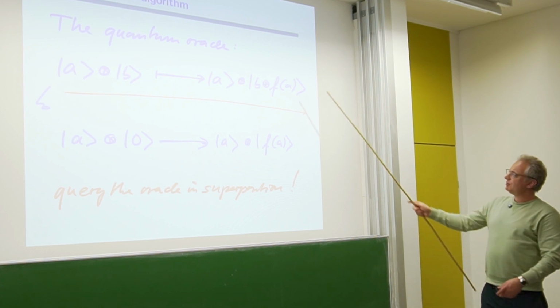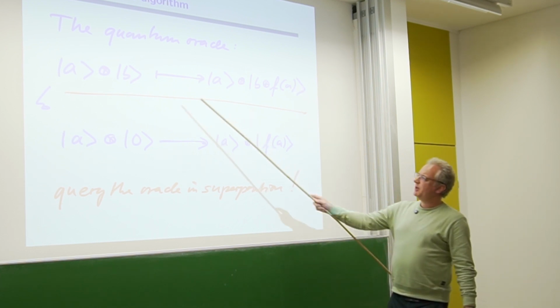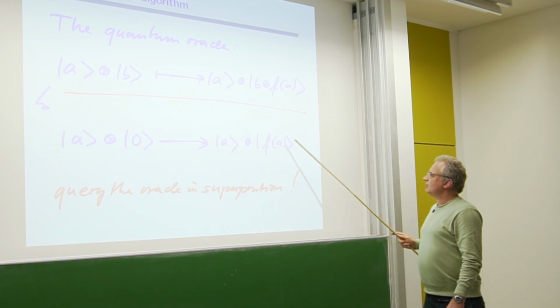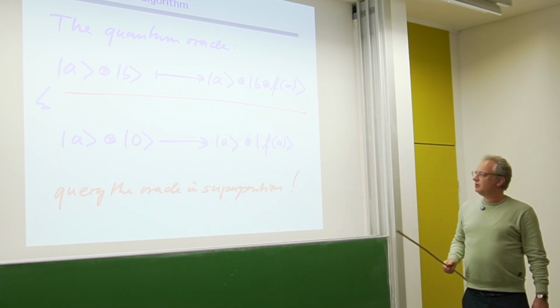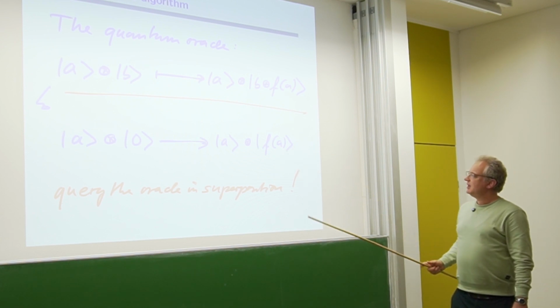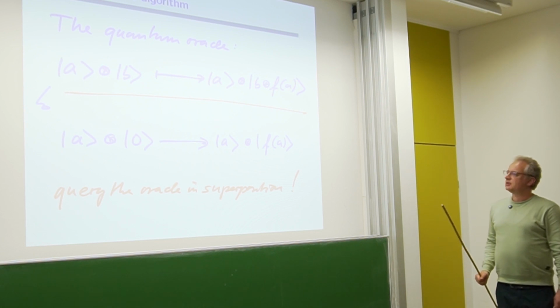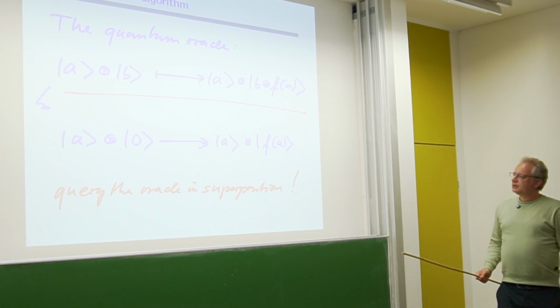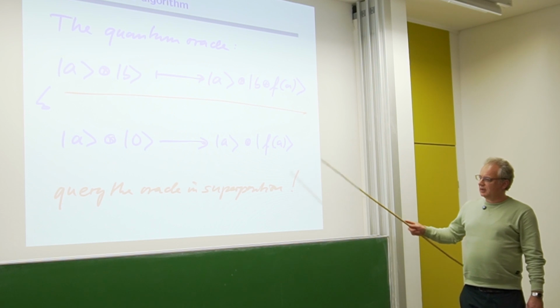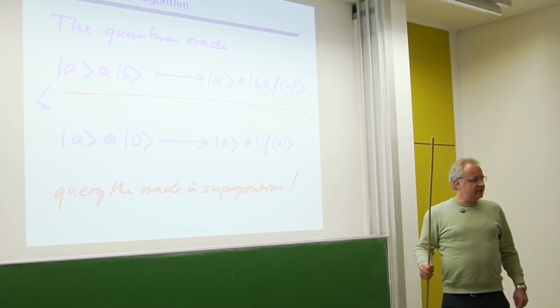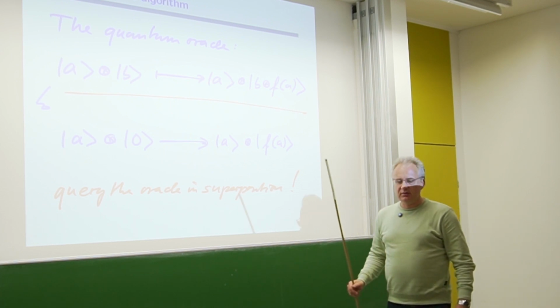Okay, so you get this is reversible, and now you can specialize the second register to 0, and then this oracle gives you what you want. You get the function value out, and you also get the input back, so it is reversible. Okay, so that's what the quantum oracle does. And now you query this oracle in superposition. So that's the trick, and that's what we are going to look at.